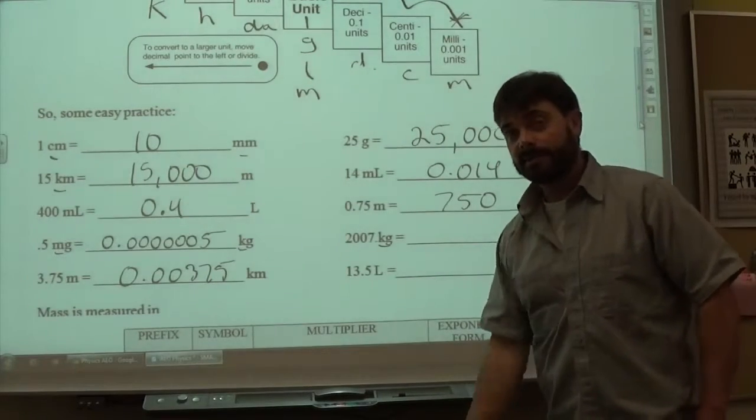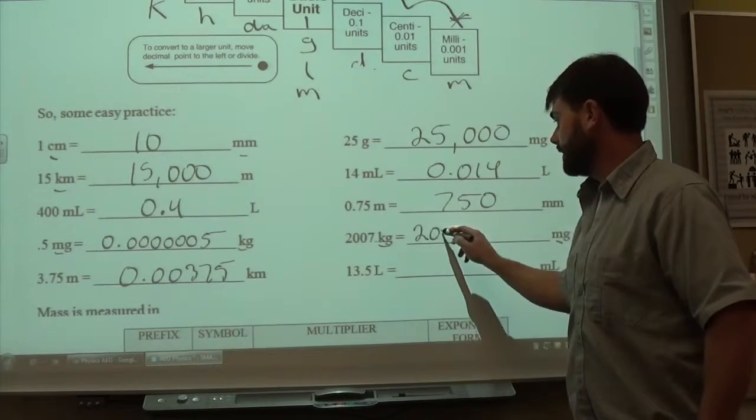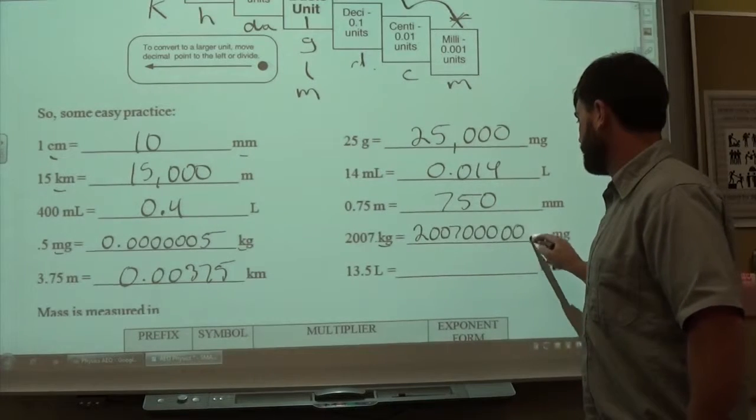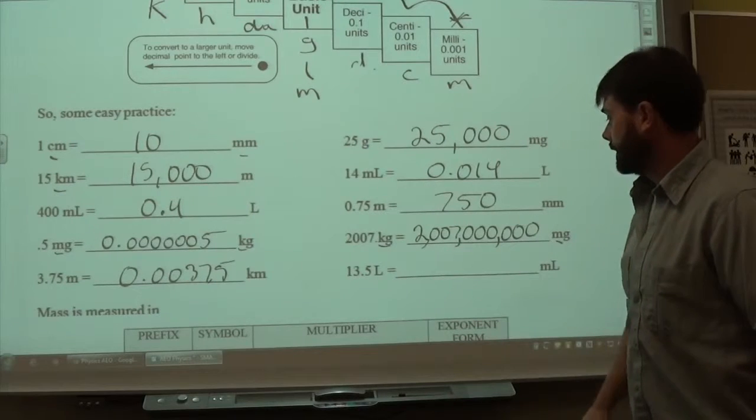So we had the 2007, plus we got to go to the right 6. So you're going to have the 2007 with 6 zeros after it. 1, 2, 3, 4, 5, 6. And put all the decimal places in.